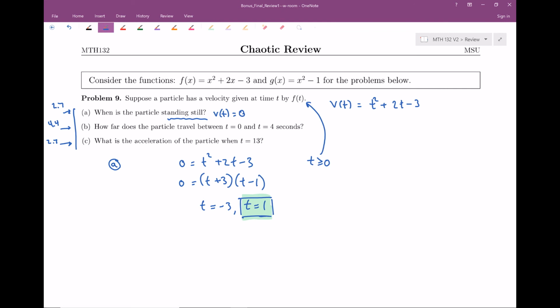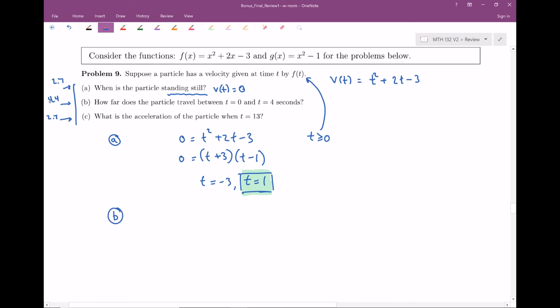All right, for part B, how far did the particle travel between t equals 0 and t equals 4? Remember, total distance traveled was brought up in 4.4. This was the integral from a to b of the absolute value of v of t dt. So in our case, it specifies between 0 and 4. I want the absolute value, and I know my v of t is t squared plus 2t minus 3, all inside of that absolute value, dt.